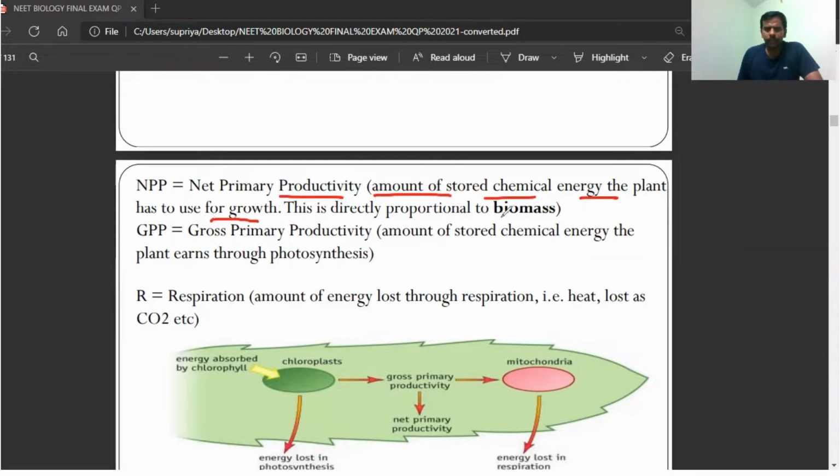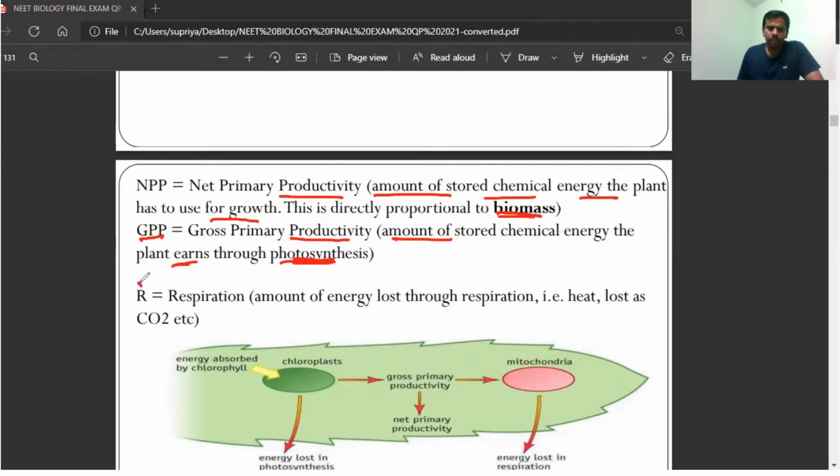This is directly proportional to the biomass. So whatever energy is used to increase the biomass, that is NPP. And what is GPP? Gross primary productivity: the amount of stored chemical energy the plant earns through photosynthesis. The total amount of energy earned by the plant through photosynthesis is called gross primary productivity, and NPP is used to increase the biomass.